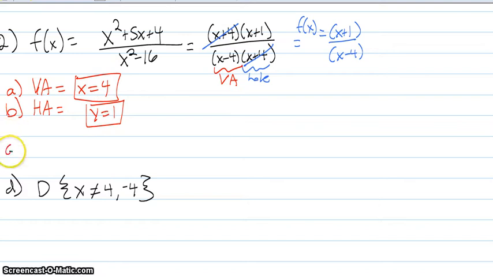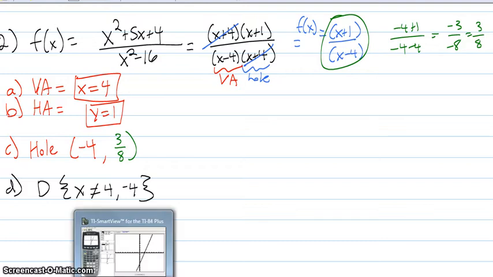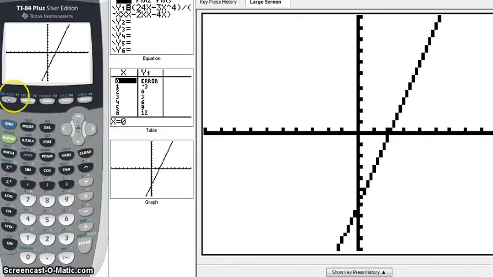And we have a hole. Our hole is that the coordinate x is negative 4, and we have to find the y. To find the y, again, you go back to your simplified form only, and you plug in your x coordinate. So you get negative 4 plus 1 over negative 4 minus 4. So we get negative 3 over negative 8, or 3/8. So my hole is at negative 4, 3/8. All right, so now we want to graph this before finding our range. This one I don't have in the calculator yet, so let's type that in. x squared plus 5x plus 4.